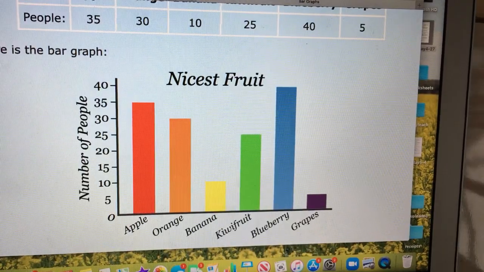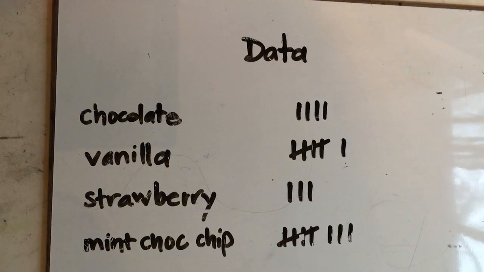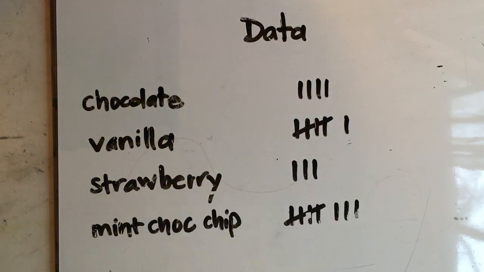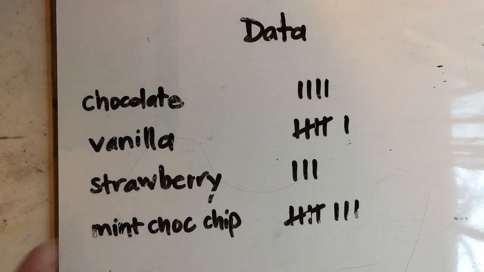So let's talk about some data, okay? So I'm going to close that, and I'm going to show you that I've got some data here on my board. Remember, data is just a fancy word for information, and in this case it's numbers. And I am going to say that I had a little vote in my neighborhood and asked what people's favorite ice cream flavors were. And so I gave them choices. I gave them the choice of chocolate, vanilla, strawberry, and mint chocolate chip. And then I got everybody to vote.